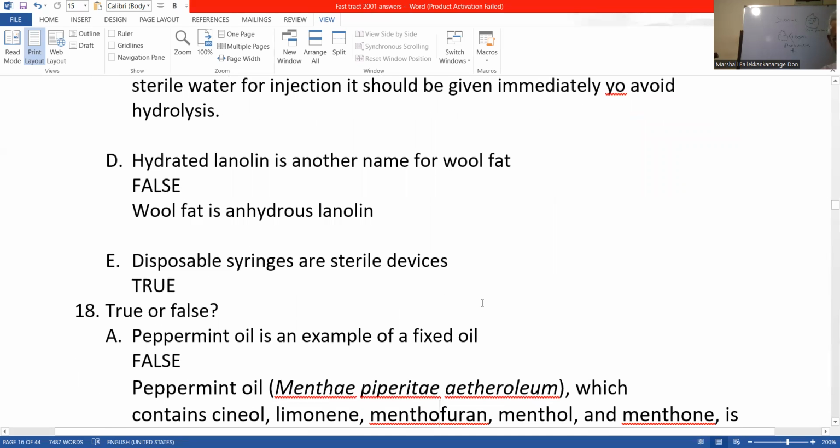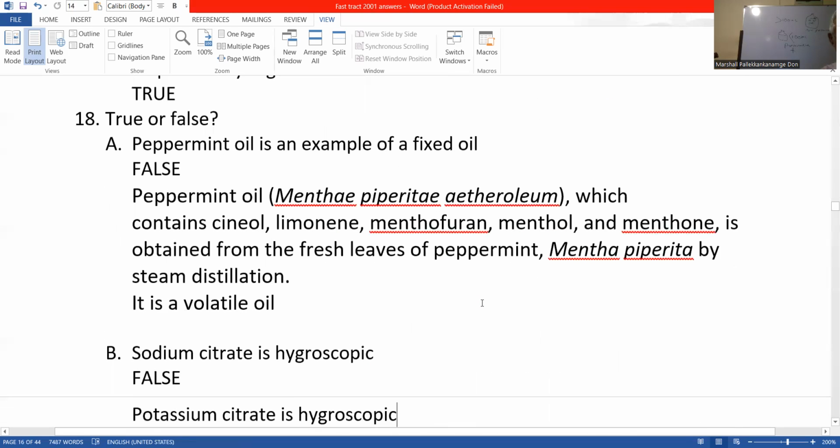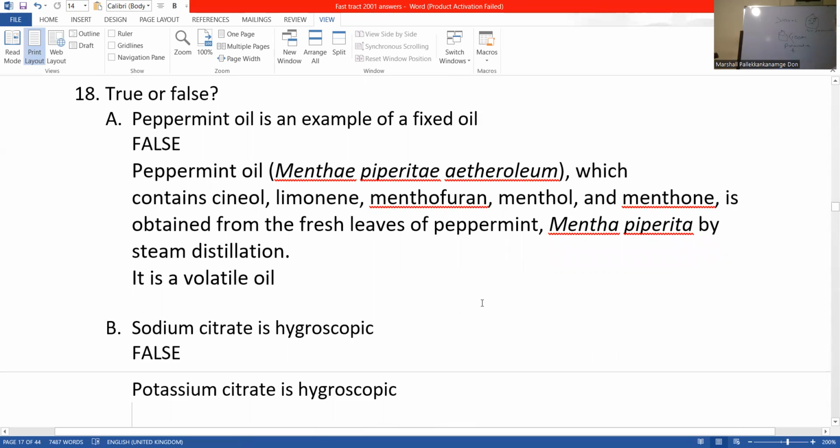Disposable syringes are sterile, that is true. So go to number 18. Peppermint oil is an example of a fixed oil. No, peppermint oil is a volatile oil. It gets quickly evaporated. It's a volatile oil.